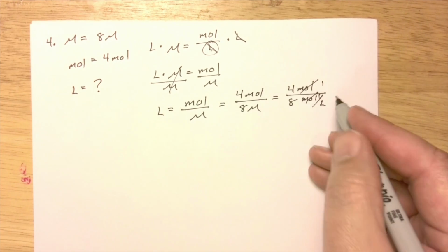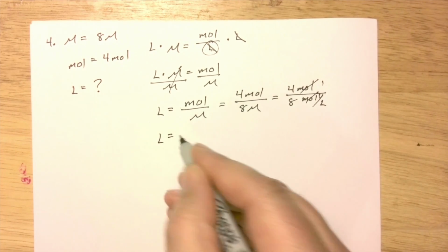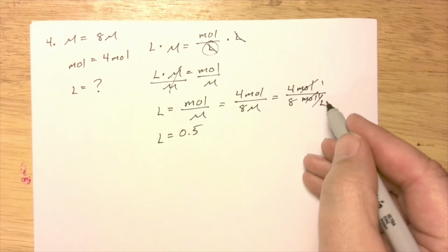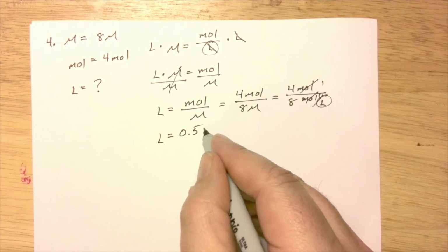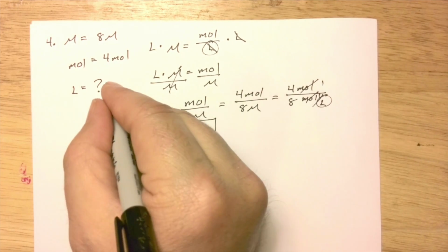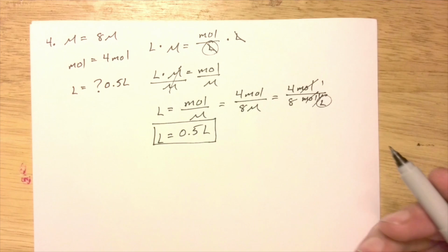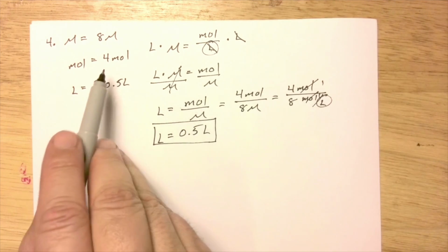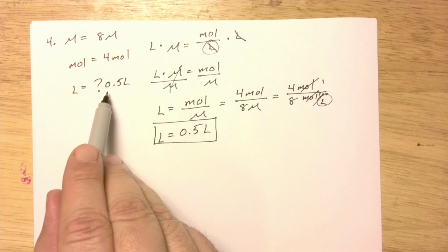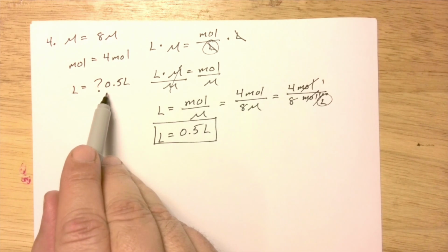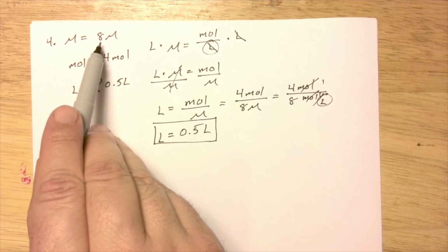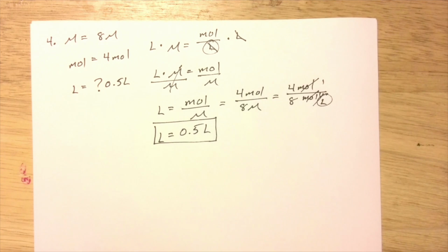So 4 divided by 8, let me put this down here. 4 divided by 8 is 0.5. The unit left over is liters. So it would be a half a liter. So that means if you were to take 4 moles of nitric acid, HNO3, and put it into 0.5 liters of water, you will have an 8 molar solution. So that gives you the concentration of it.